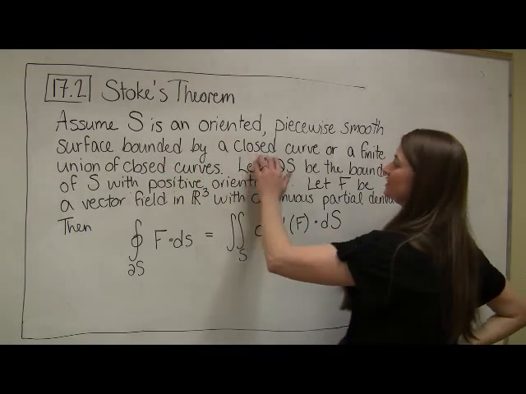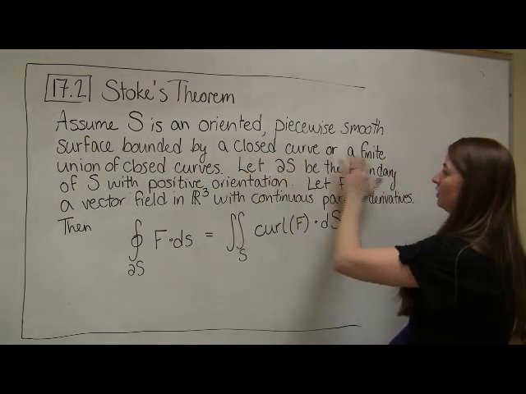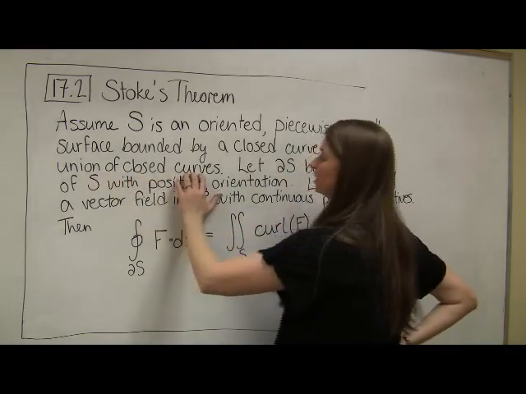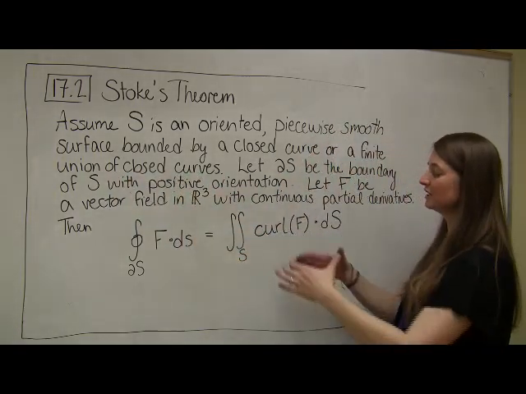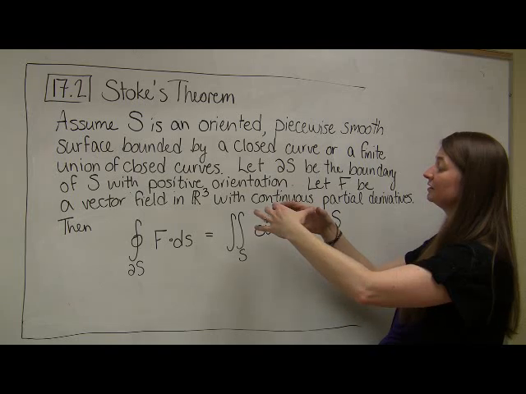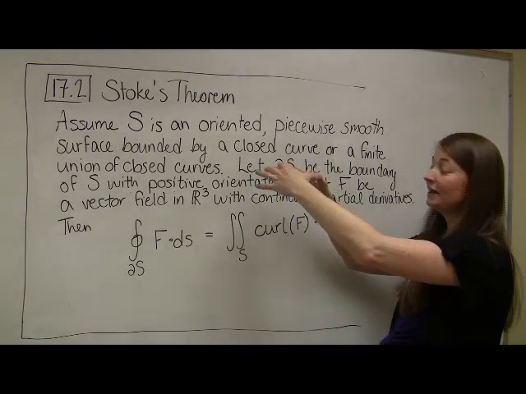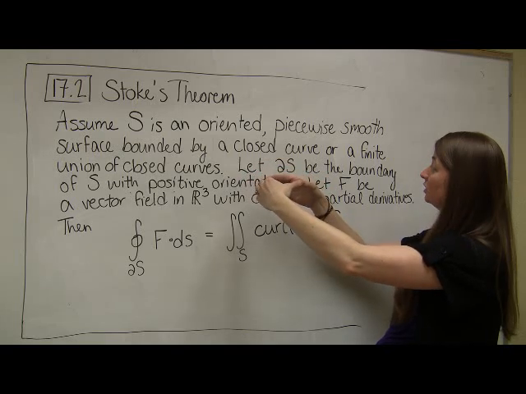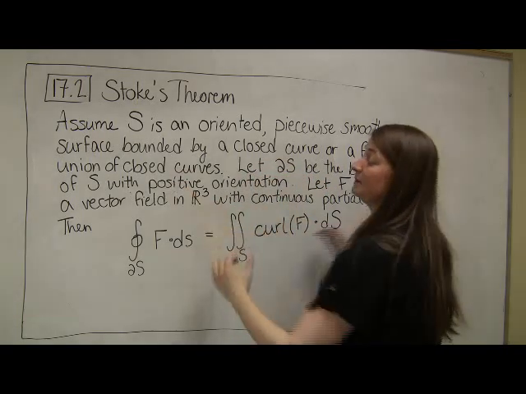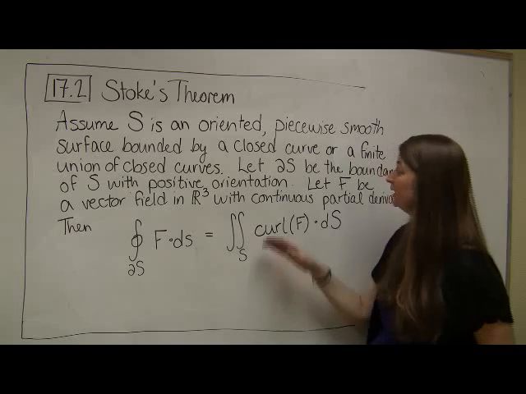And we're going to have this surface bounded by a closed curve or a finite union of closed curves. So like we saw with the cylinder, the cylinder had two different boundary circles, right? But each of those circles were closed curves, and there's a finite number of them. In this case, there were just two.